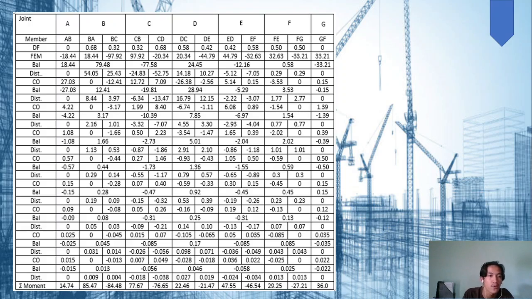And then we got the final moment, which is for A we got 14.74, for B we got moment 85.47, and then for moment C we got 77.67, and then for point D we got 22.46, and then for joint E we got 47.55, and then for point F we got 29.25, and then for the G we got 36.